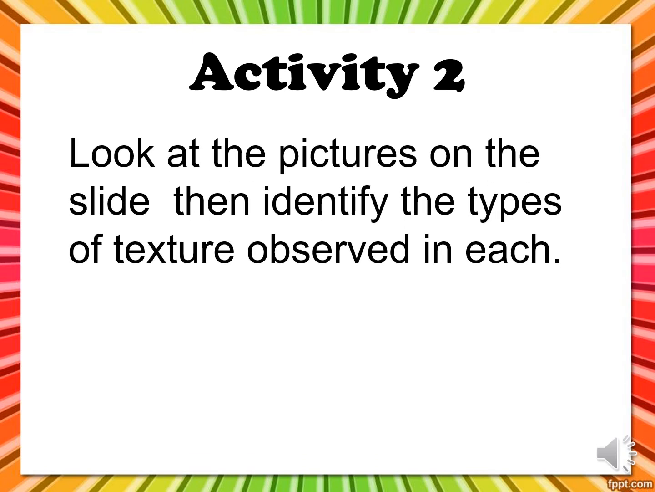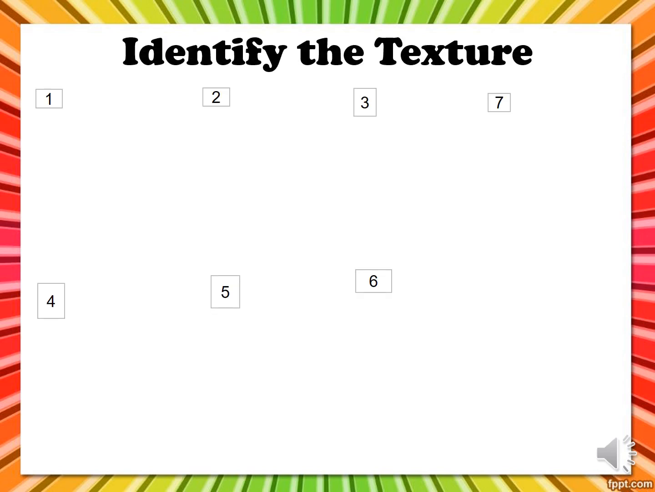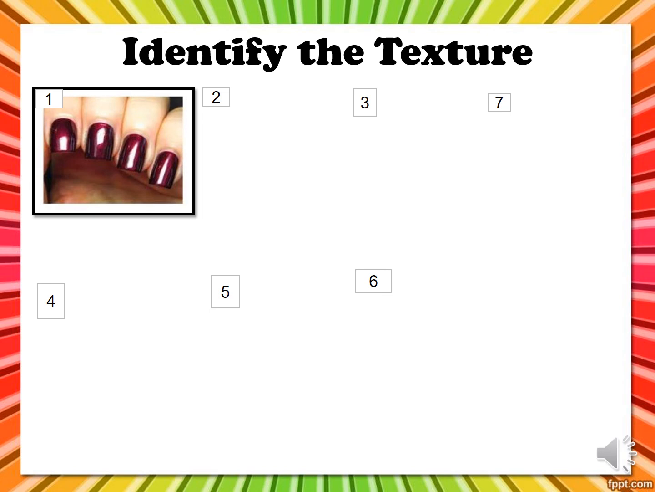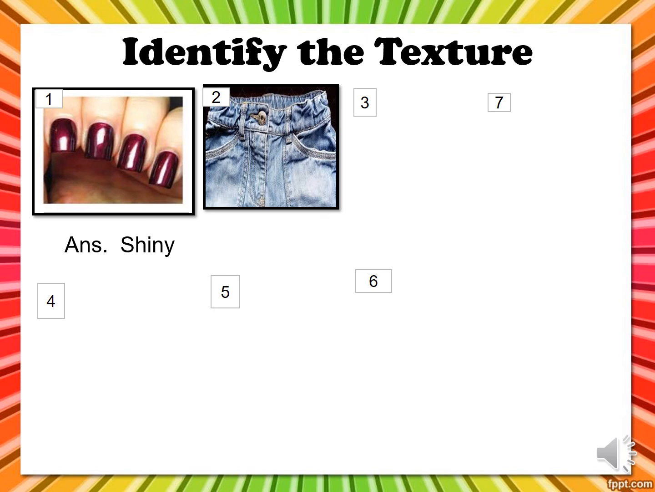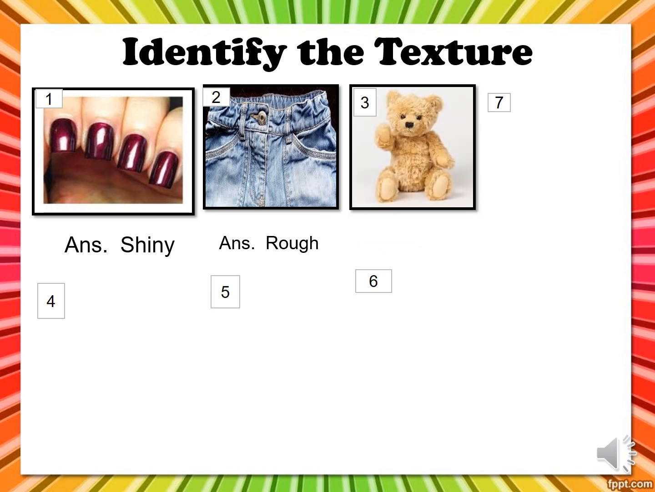Activity 2. You're to look at the pictures on the slide and identify the types of textures observed in each. Let's identify the texture. Number 1. What type of texture are we seeing? Yes, it is shiny. Number 2. This looks like a pair of jeans. What type of texture are you seeing? Did somebody say rough? You are correct. Let's look at this teddy bear. What type of texture are you seeing? Did you say soft? You are correct.